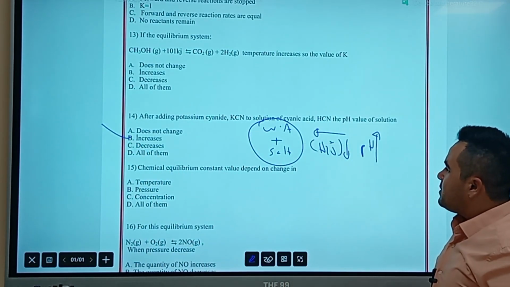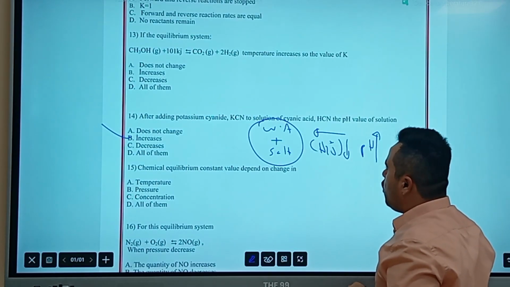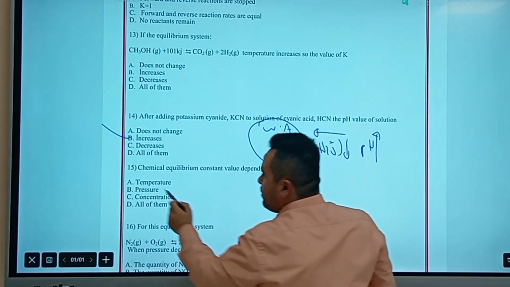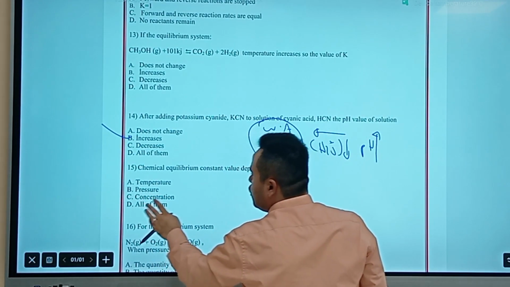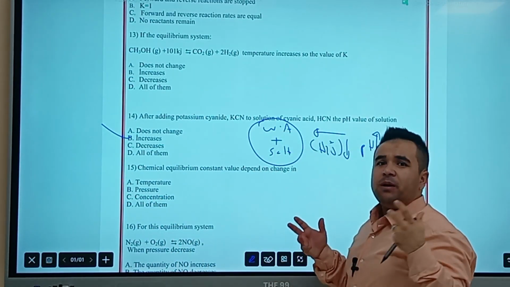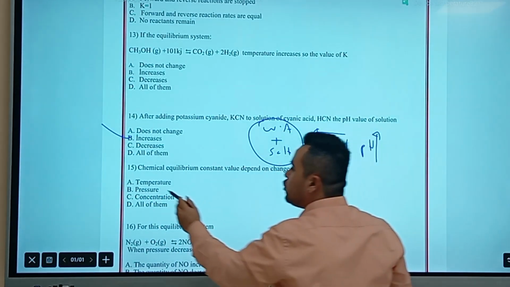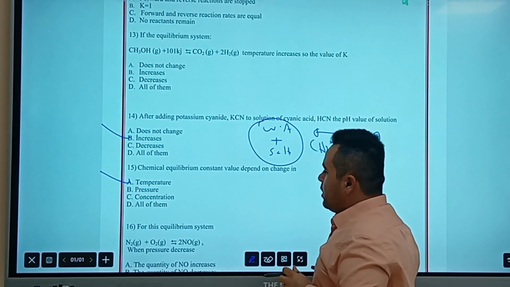Does the chemical equilibrium constant's value depend on change in temperature, pressure, concentration, all of them? The equilibrium constant depends on temperature only, guys, you have to know.